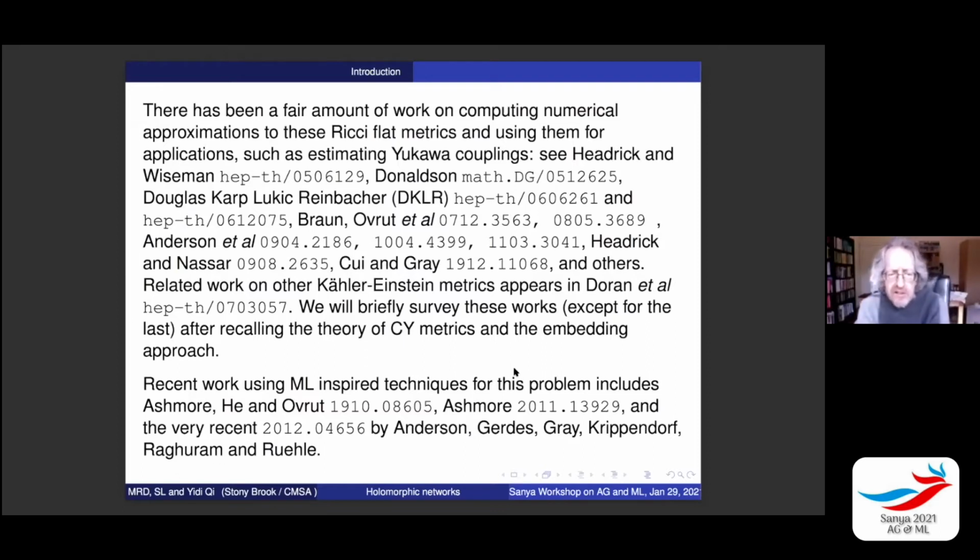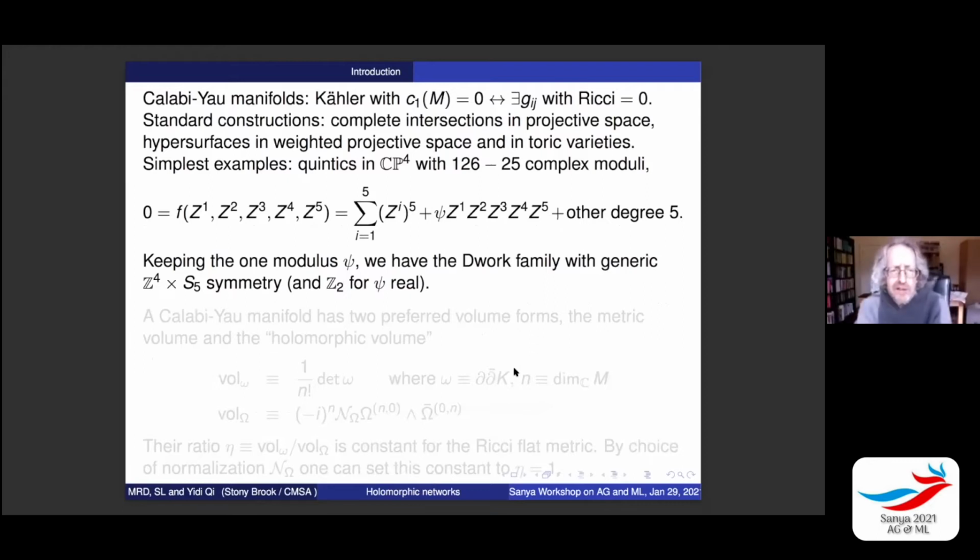This has always been an activity in this direction, but revived in the last year or so by Ashmore, He, and Ovrut, and then a few more works that have used machine learning inspired techniques. Okay, so here's the quintic, everybody's first example of a Calabi-Yau. And the main virtue of the techniques we'll describe is that you can treat quintics with no symmetry, but this one has the more or less maximal possible discrete symmetry, so that simplifies the discussion.